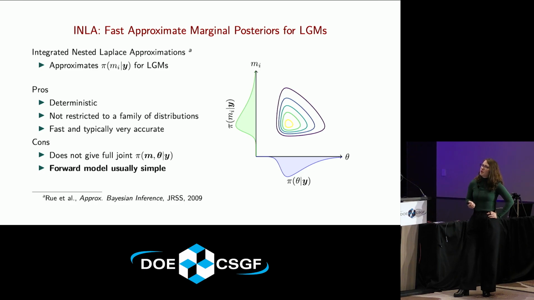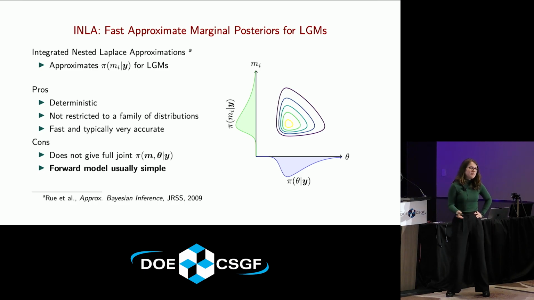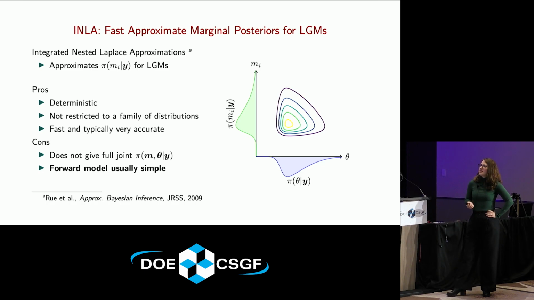So basically, instead of approximating my full distribution of M, I'm now making the trade-off that I'm going to approximate point-wise distributions of M at specific points. So if I can make this concession that I'm going to find one-dimensional distributions, and I can make assumptions that make this a latent Gaussian model, I can apply this method, which has several pros. So it's deterministic, unlike MCMC. It's not restricted to a family of distributions, unlike variational inference. And it's been a fast and typically very accurate method in the field of spatial statistics.